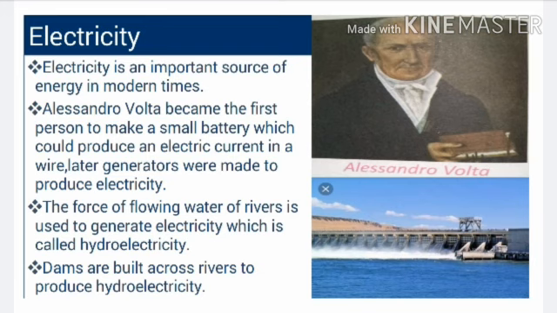The force of flowing water of rivers is used to generate electricity, which is called hydroelectricity. So the energy which is produced with the help of flowing rivers is called hydroelectricity. Now you can see an image here. This is a dam. So dams are built across rivers to produce hydroelectricity.